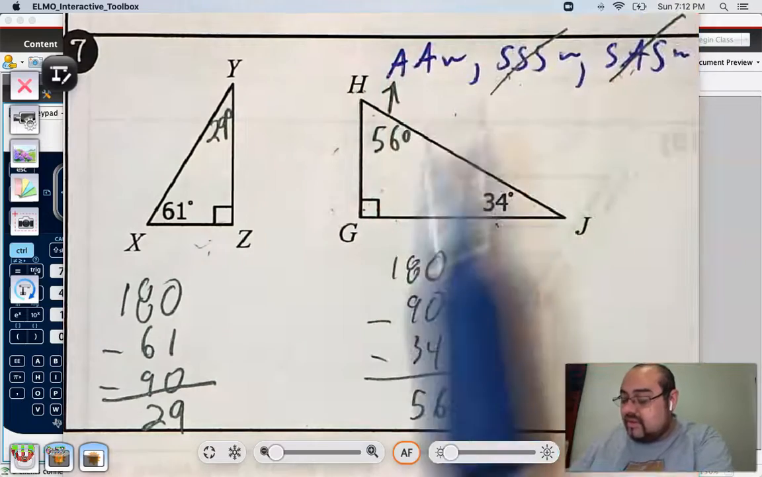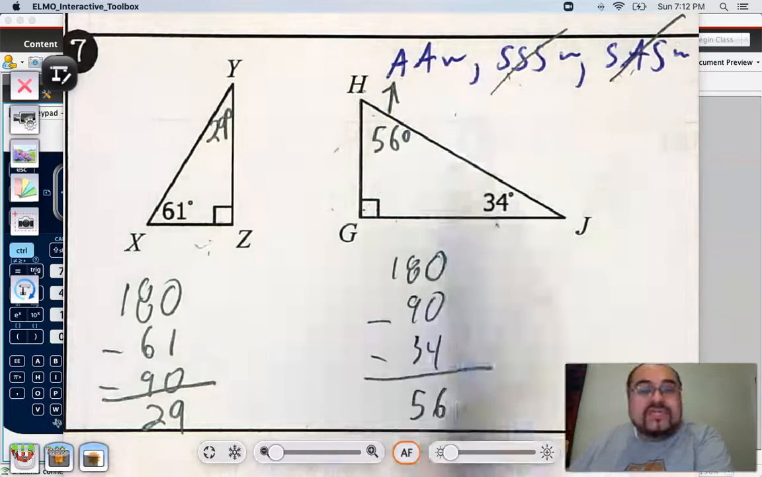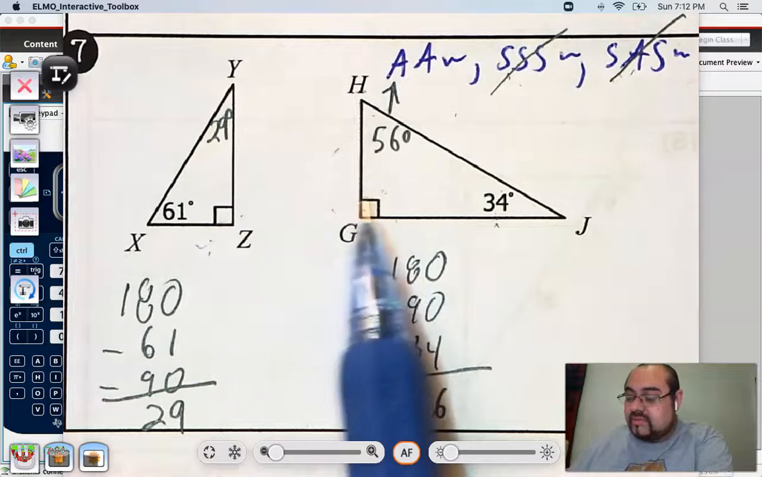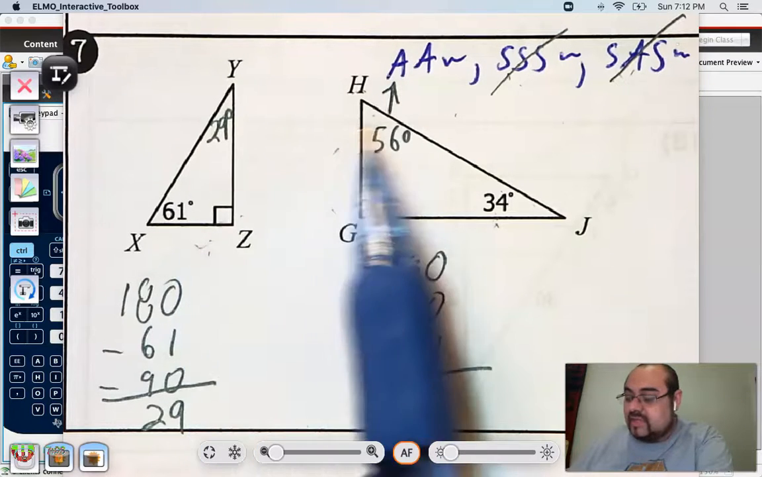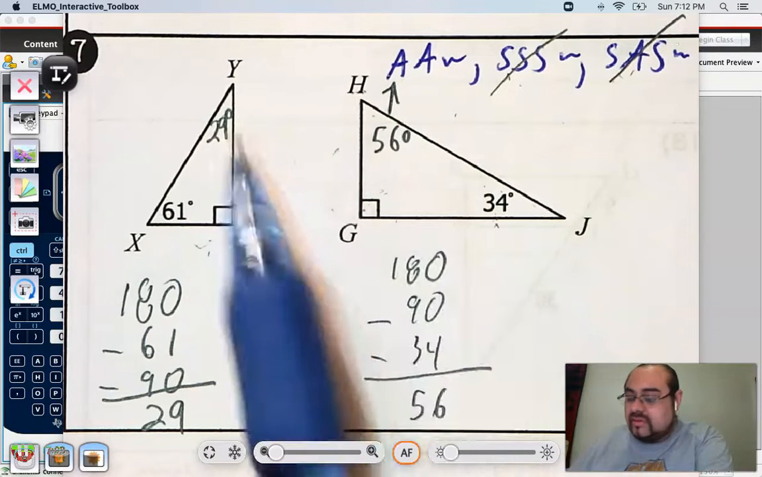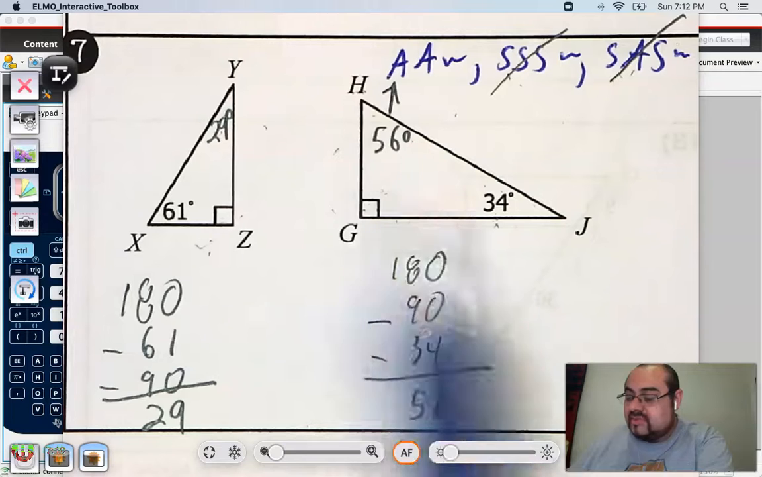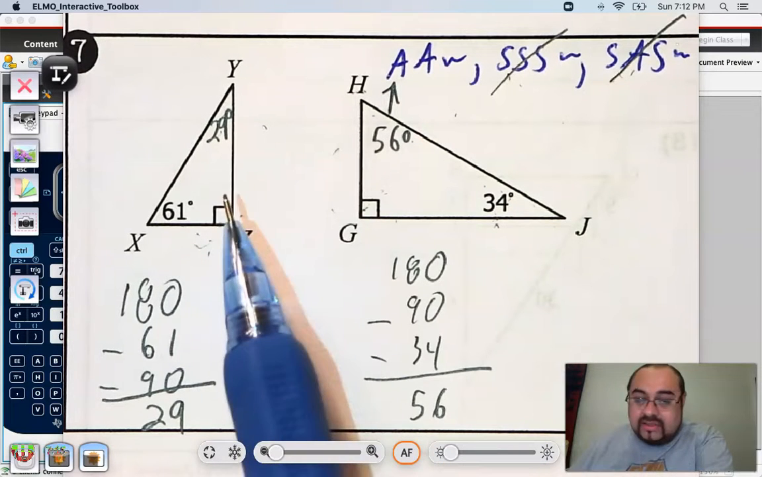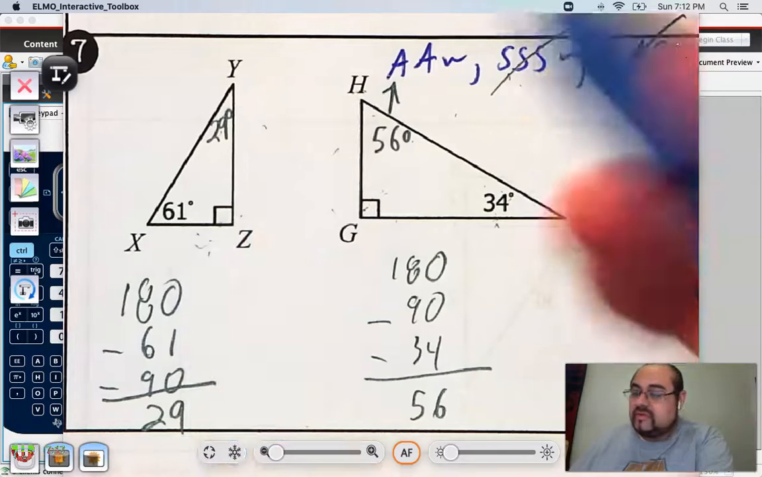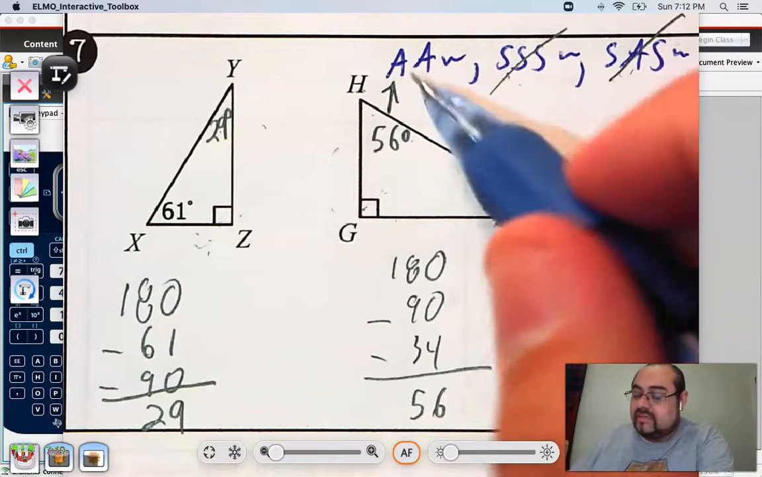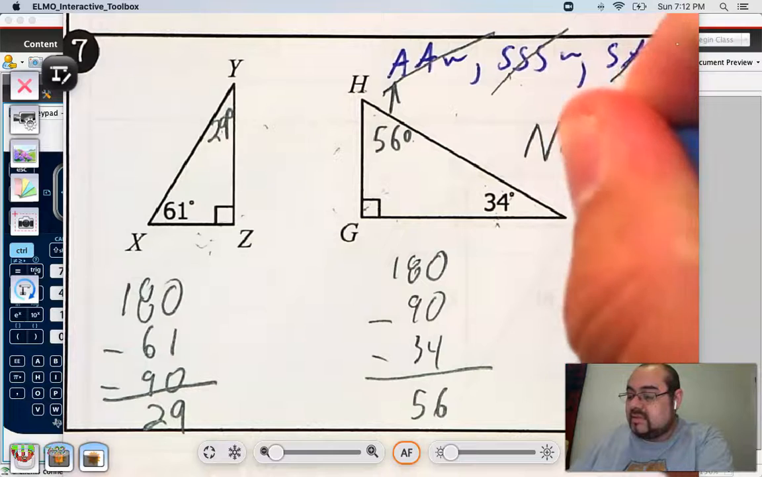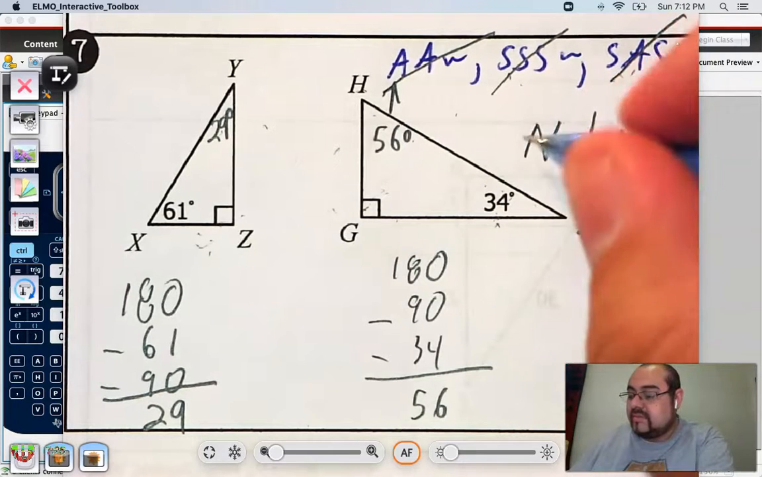Okay, so according to angle, we need at least two angles that are congruent. In this case, we only have one angle that's congruent, right? 61 doesn't match up with 56 or 34. 29 doesn't match up with 56 or 34. The only one is 90, and just one angle alone is not going to be enough to prove using angle similarity. All right, so in this case, this is not similar.